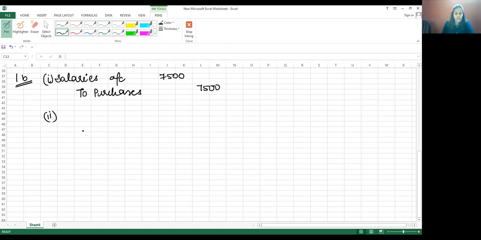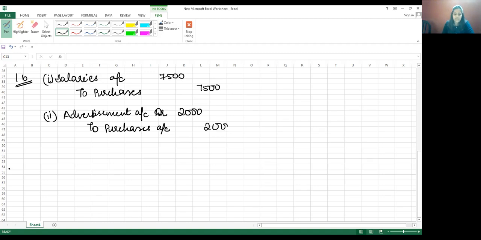Next one, goods distributed by way of free samples 2000. So again, this is goods going out free. So you debit advertisement account to purchases account, 2000.